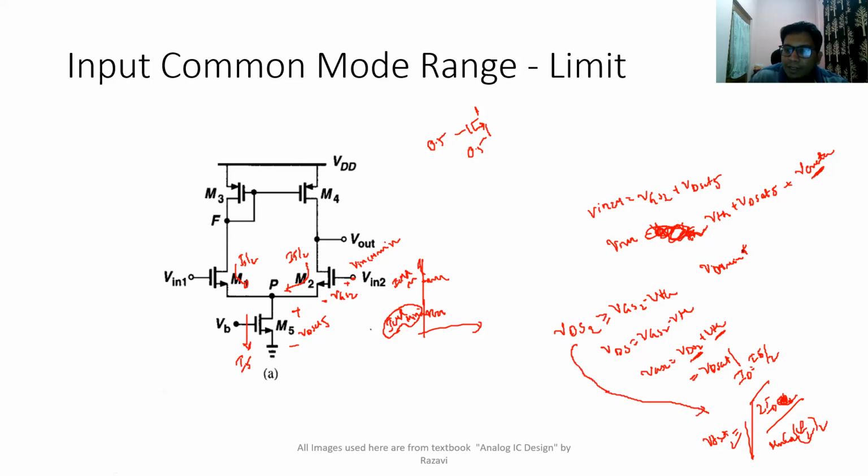So V in CM minimum is equal to VD sat of 5 plus VD sat of 2 plus VTH of 2. In other words, it is equal to 2 times overdrive voltage and 1 time threshold voltage. Overdrive voltage can be as minimum as 0.1, so you can have 0.1 plus 0.1, but threshold voltage will be somewhere around 0.5 to 0.6. So the minimum voltage you have to apply along with the input is around 0.7. This is just an example, don't take it too seriously.